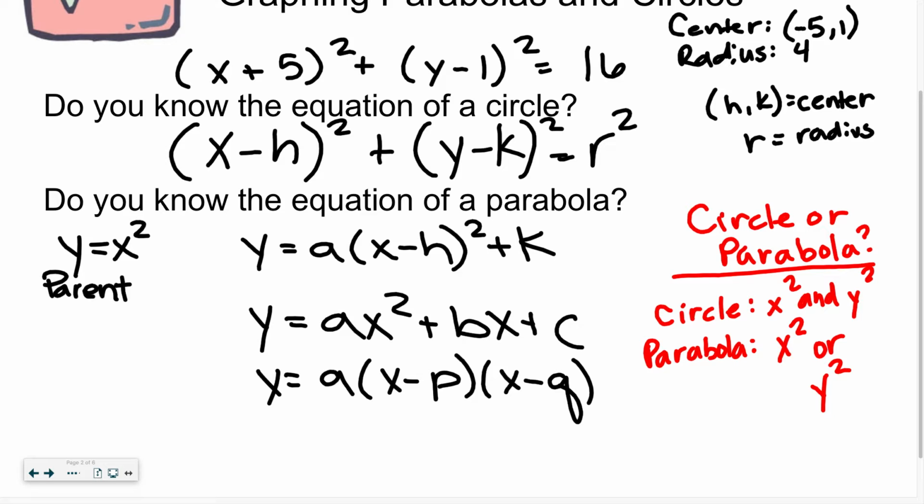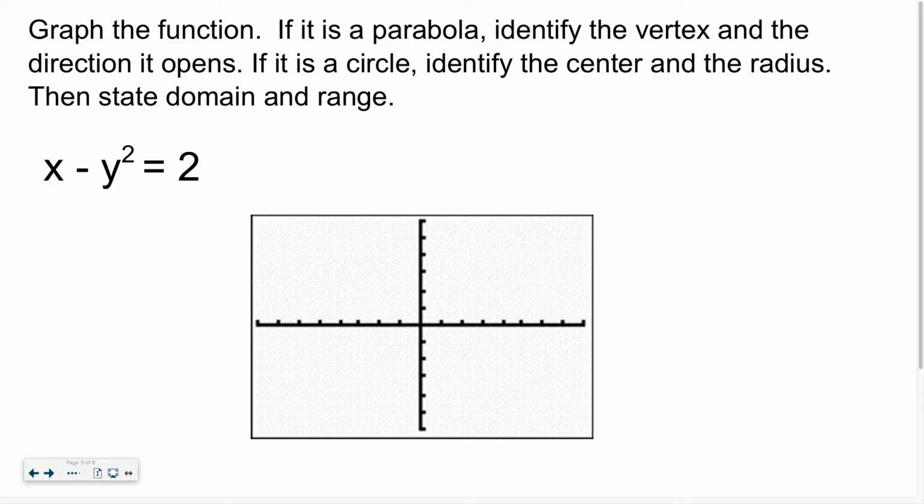Now, you can do it with radicals, that's why we're doing it now. And then there is another way to graph parabolas on their sides. It's part of conic sections, which would be in your next class with calculus. So let's do an example. If you want to write down x minus y squared equals 2, we'll name all the parts that it says in the directions as we graph.